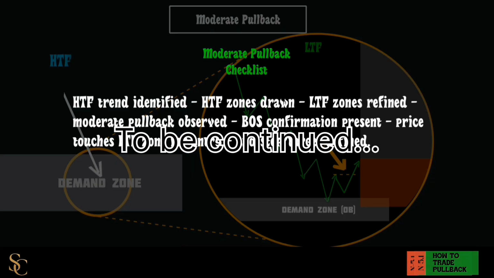Now let's proceed to the next type of pullback, the extended pullback, which can also be referred to as stage sweep pullback.